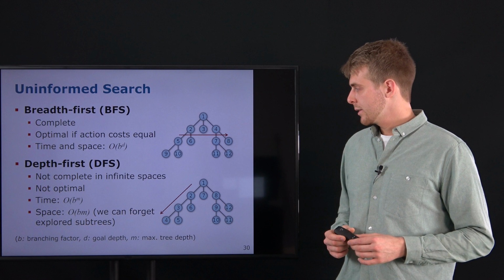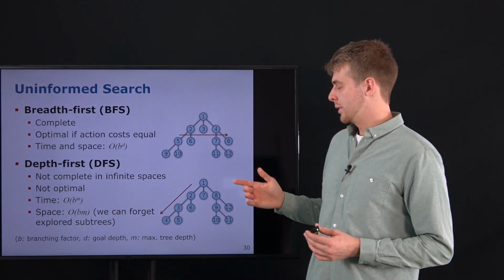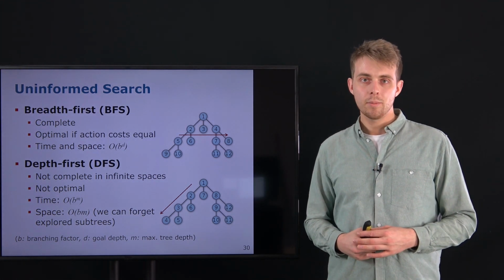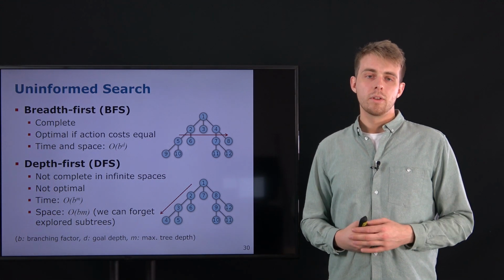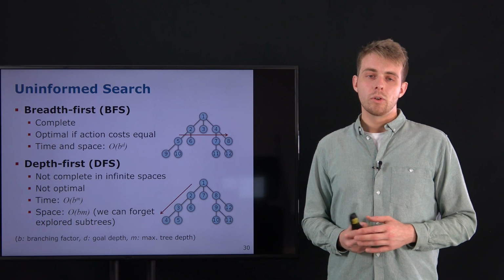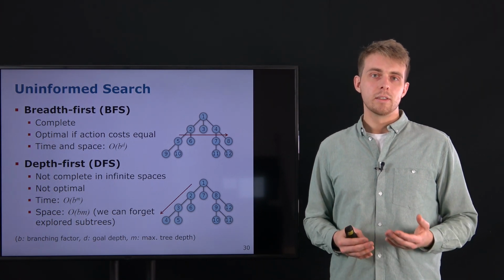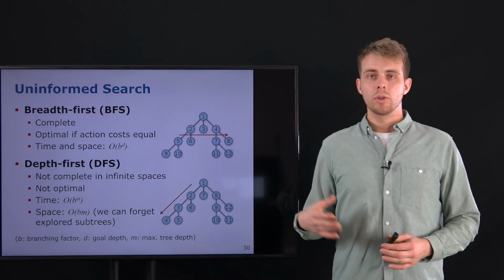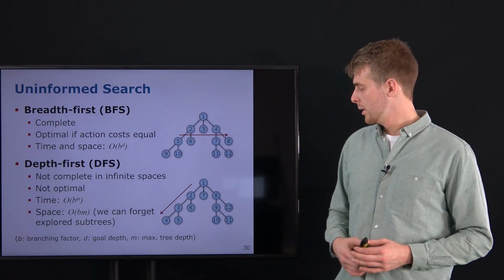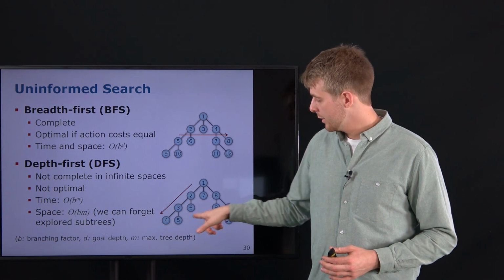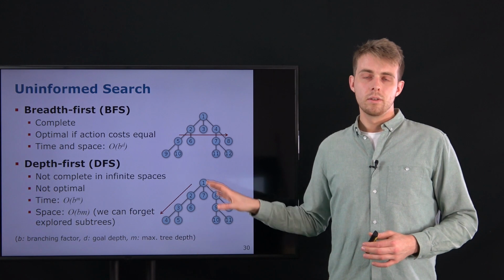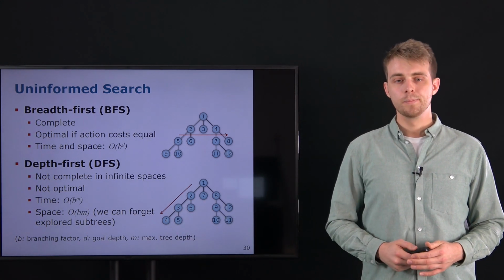Concerning time and space, this scales in time with branching factor to the power of the maximum tree depth, so it's usually slower than the breadth first search. But concerning memory or the space, it can be better, because we can forget a lot of paths and subtrees because we already explored them. So in here, for example, if you explored these and you move to this branch, you could forget the complete left half because you have explored it.